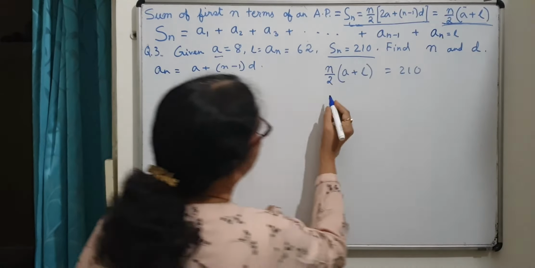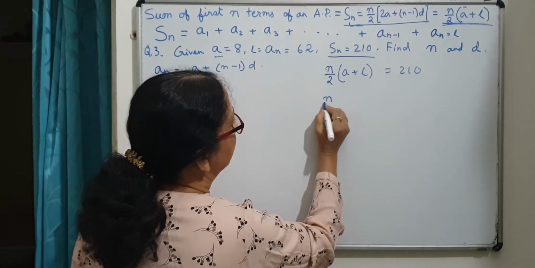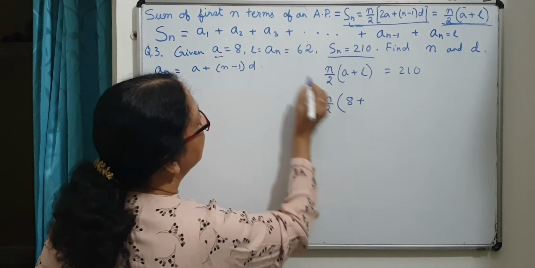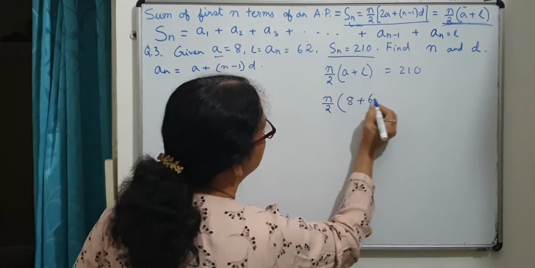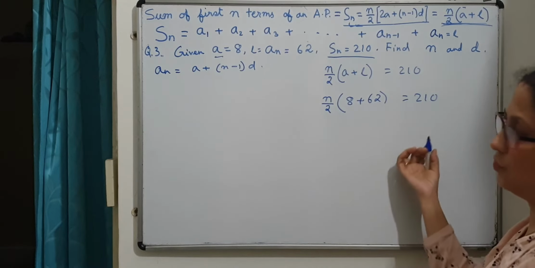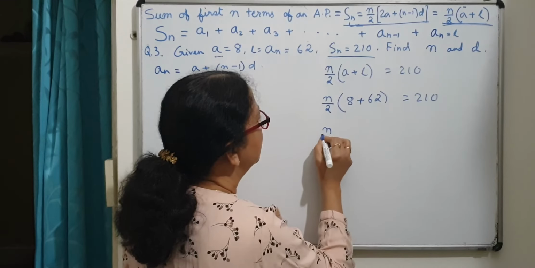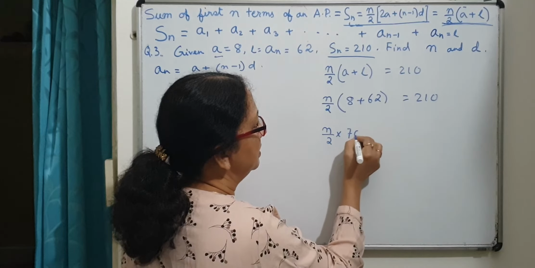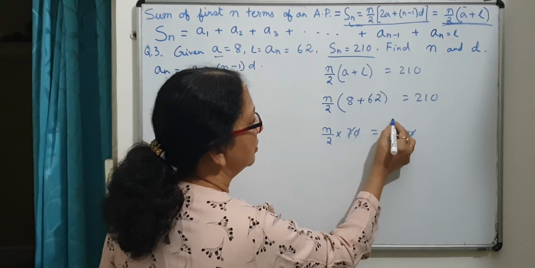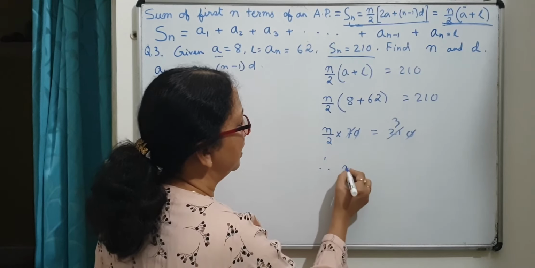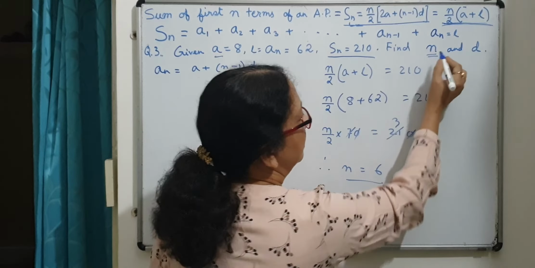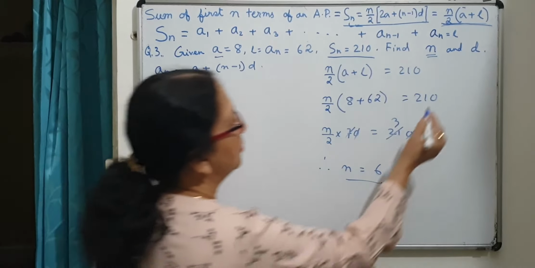So now, put the values of A and L. n by 2, A is 8, and this is the last term, 62, equals 210. So it is very easy to solve now. n by 2 into 70 is equal to 210. 0, 0 cancel. 7 3s are 21, cross multiply. Therefore n is equal to 6. So very easily you got the value of n. Came out with 6. Now next we have to find D.